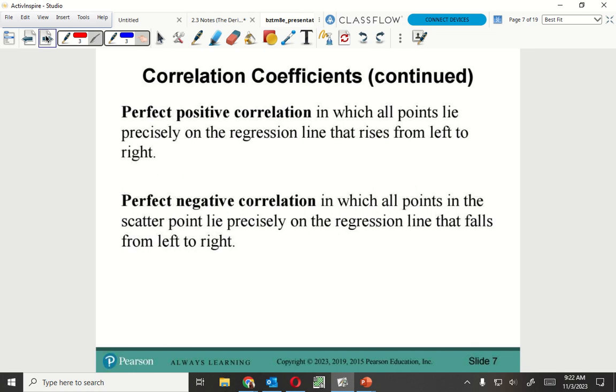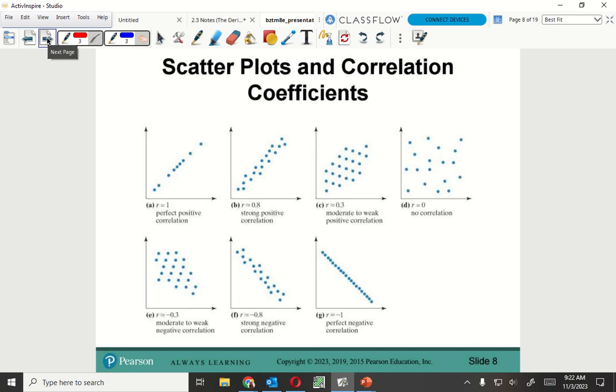Perfect negative correlation: all points in the scatter plot lie precisely on the regression line that falls from left to right, so it's going down. Estimating, everything right here is on that line. It is perfect. R value equals 1. Down over here, all these right here on my line, perfect. R value is -1 because those are all going down.